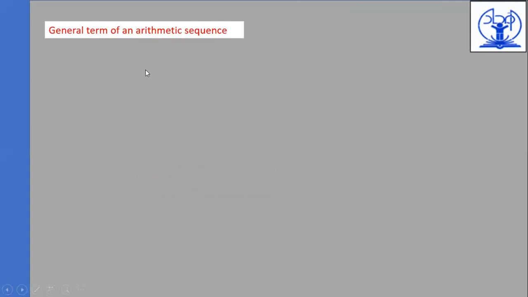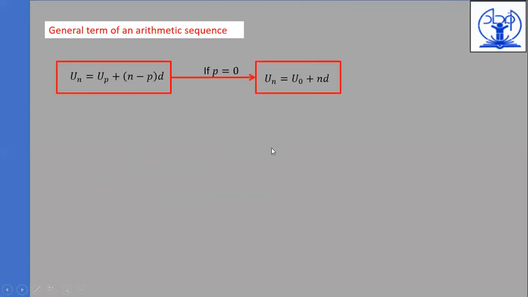What about the general term of an arithmetic sequence? For some arithmetic sequences, you may have the first term, the second term, the third term, but you need to go directly to the 100th term. So you need a general rule that expresses un in terms of n. For arithmetic sequences, to find the general term un, it's enough to write this formula: un is up plus n minus p times d.